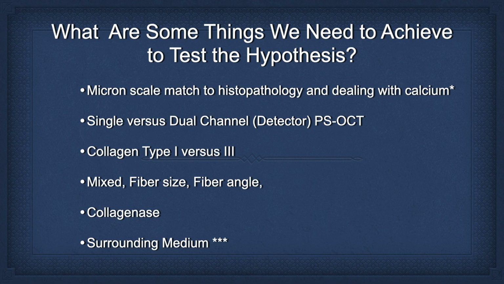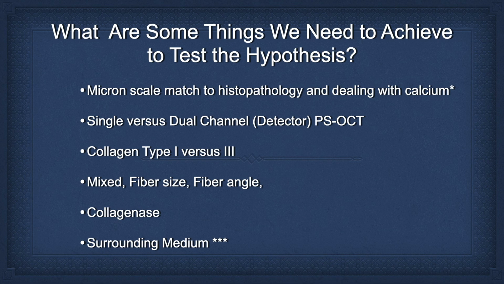So what do we need to do to test this hypothesis? A lot. And if we just look at the first line, you need to match on a micron scale the histology with the OCT images. That's critical. And then the way you decalcify is tricky because you have to save the soft tissue, but decalcify the calcified tissue. And then we're going to use a special stain called picrosirius red, which identifies organized collagen.